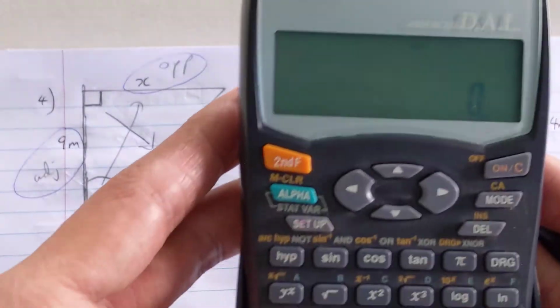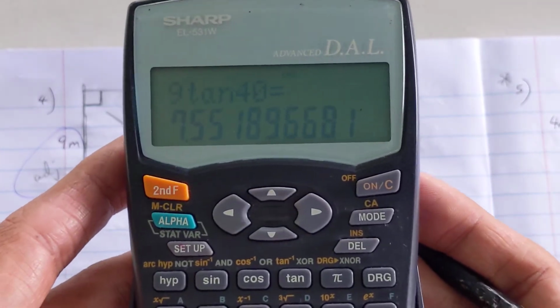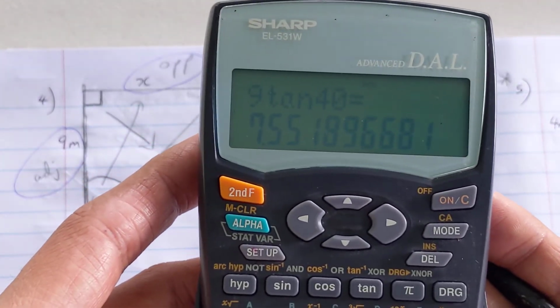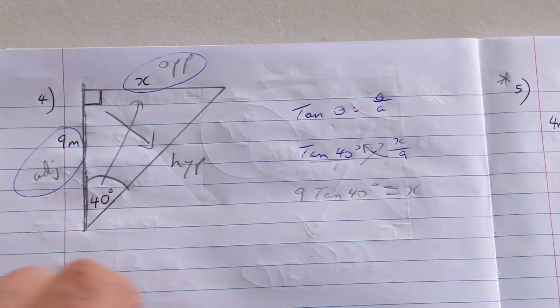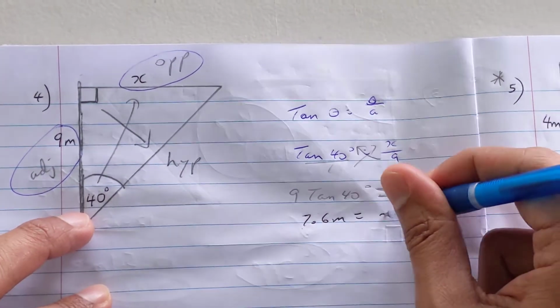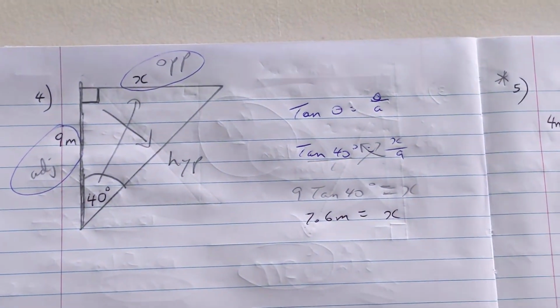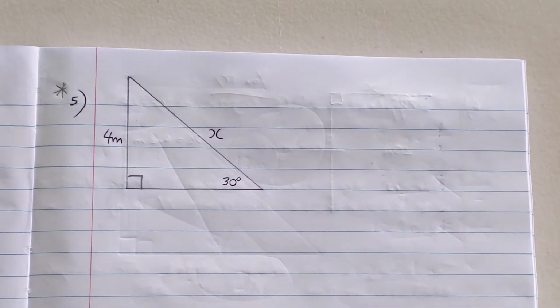So for this one, 9 tan 40 gives 7.55. Again, I want to round it off to one decimal place. That 55 will round up to 6 because it's 5 or more. So that'll be 7.6 meters, and that'll be my answer. Looking straightforward so far, but let's look at one variation that could come up.